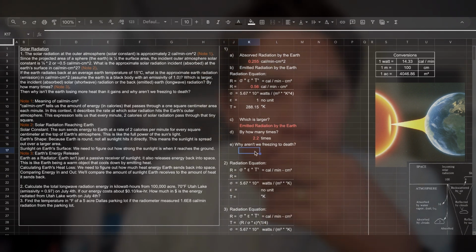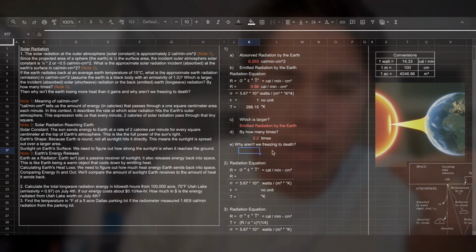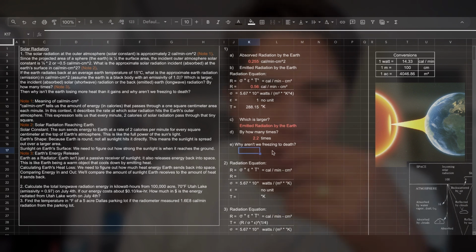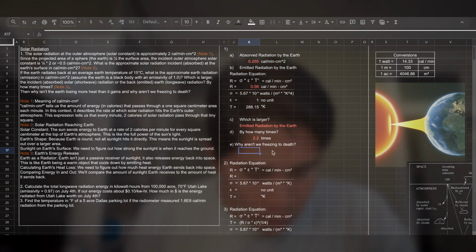Because obviously, according to these equations, we are sending more energy out, or more radiation out, than the radiation that the Earth is receiving, right? So eventually, since we're losing more radiation than we receive, we should be freezing, getting cold. And the answer actually is due to the greenhouse effect.